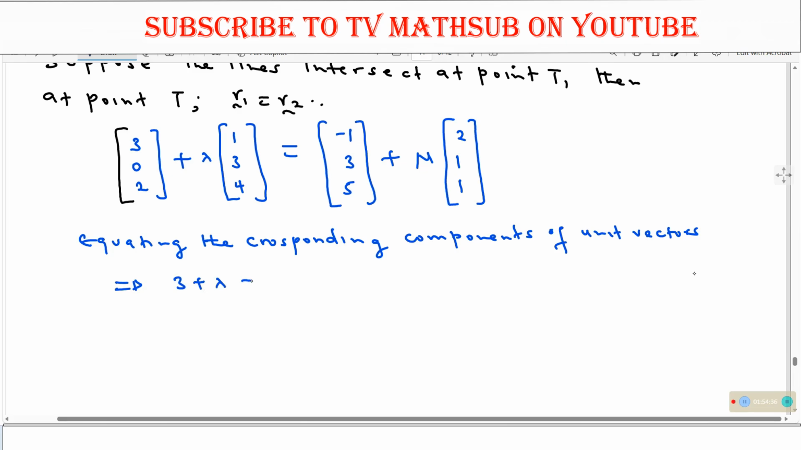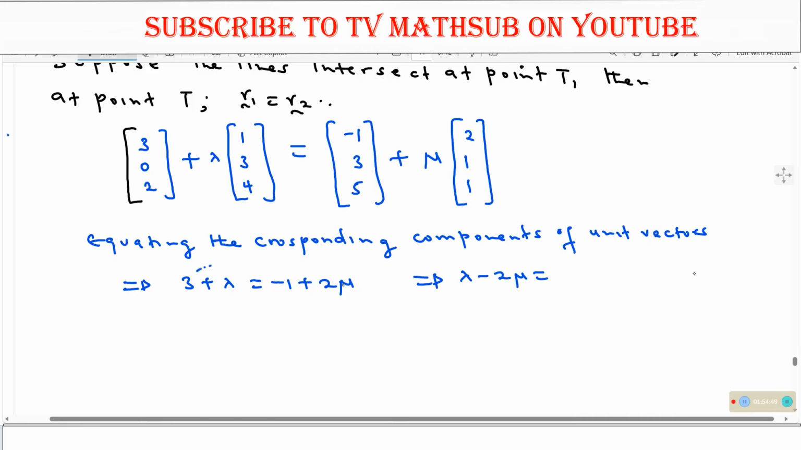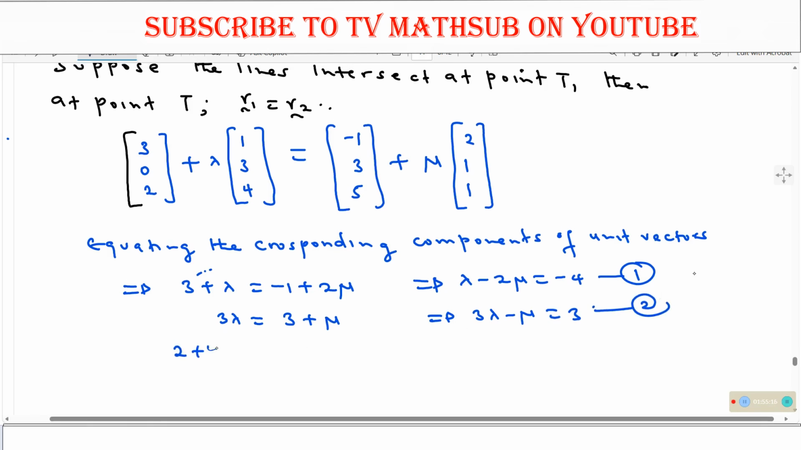Three plus lambda is equal to negative 1 plus mu. So lambda minus 2 mu is equal to negative 4. Then 3 lambda minus mu is equal to 3. Lastly, 2 plus 4 lambda is equal to 5 plus mu.